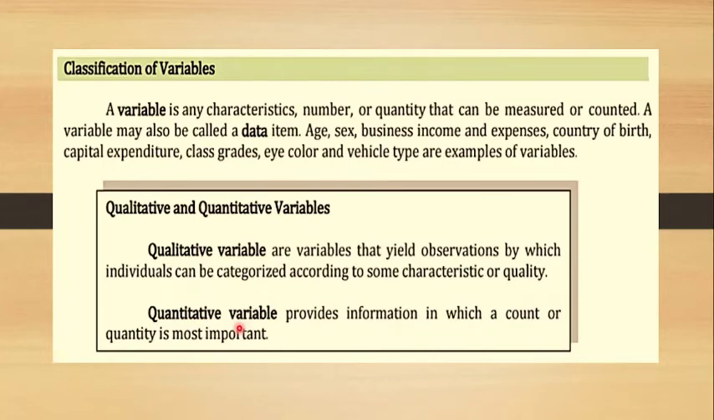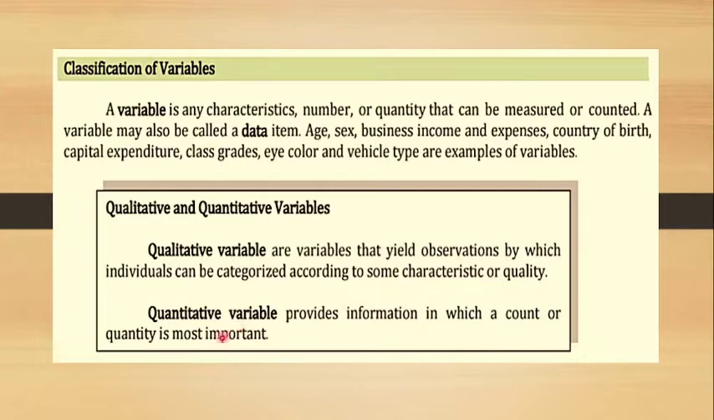Classification of variables. A variable is any characteristic, number, or quantity that can be measured or counted. A variable may also be called a data item. Age, sex, business income and expenses, country of birth, capital expenditure, class grades, eye color, and vehicle type are examples of variables.